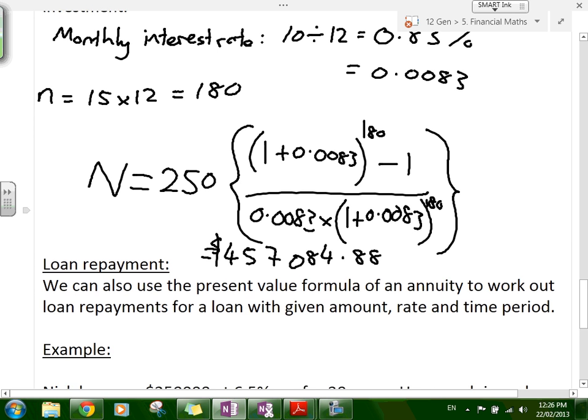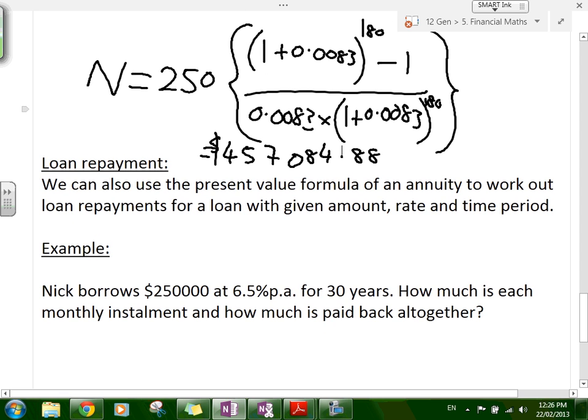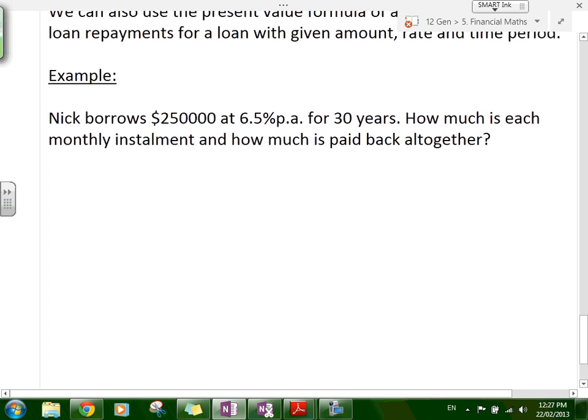So we can also use the present value formula of an annuity to work out loan repayments for a loan with a given amount, rate, and time period. This is a good application of it as well. If you know how much you borrowed, the interest rate, and the time period, how many years, then you can work out the monthly or yearly repayments depending on the contract. So we're going to have a look at this example. Bear with me for a second.